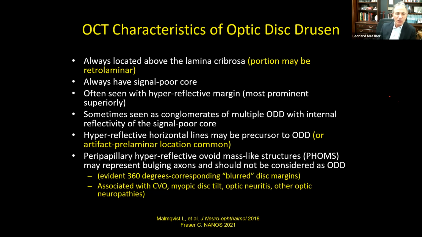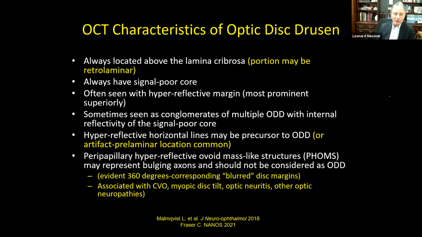There's an interesting finding called hyperreflective horizontal lines that we see within the optic nerve. And it's debatable as to exactly what these represent. It's thought by some that they may be a precursor to the development of optic disc drusen, or, what is perhaps a more popular feeling, that these may simply be OCT artifacts that are induced by the drusen.